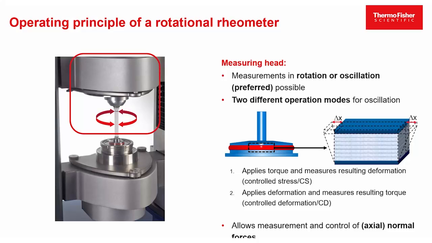So within a certain deformation range, the sample will be deflected during the measurement. Such an experiment can either be controlled by applying a certain force and measuring the resulting deformation. This is the so-called controlled stress mode, but also by applying a deformation and measuring the resulting torque, which is the so-called controlled deformation mode. Additionally, such a measuring head can also be used for the measurement and the control of axial normal forces throughout the entire measurement.